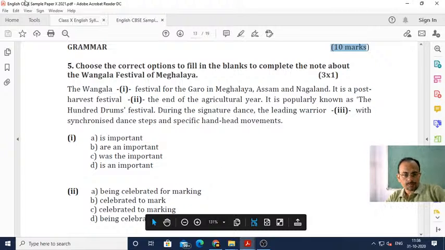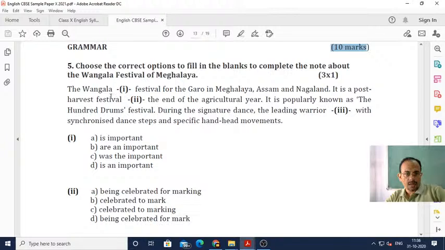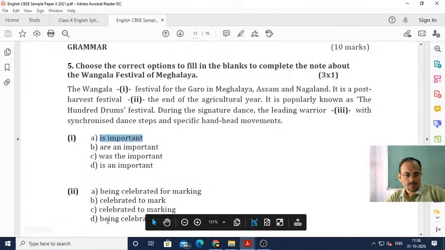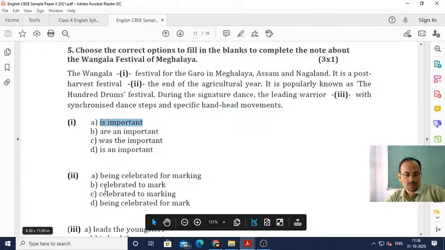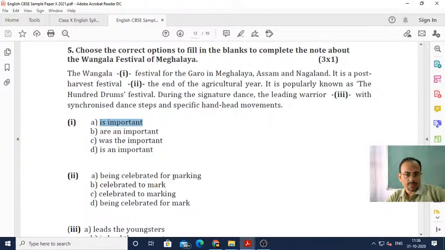Okay. So here you see, Wangala dash Festival for the Garo in Meghalaya. So Wangala is an important festival for the Garo in Meghalaya, Assam and Nagaland. It is a post-harvest festival dash the end of the agricultural year. So here, being celebrated for marking the end of the agricultural year. Yes, being celebrated, or you can say here it is a post-harvest festival.